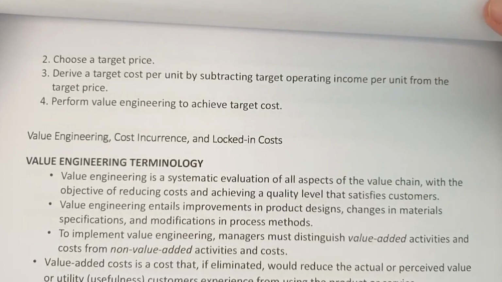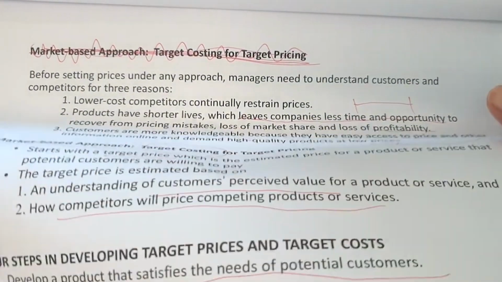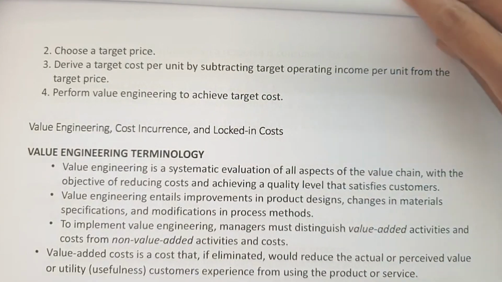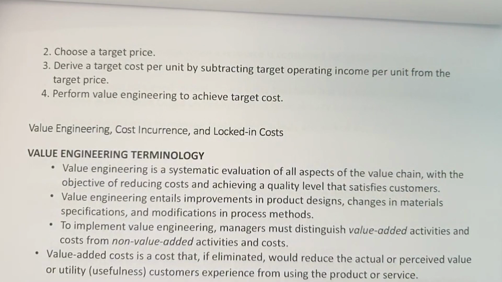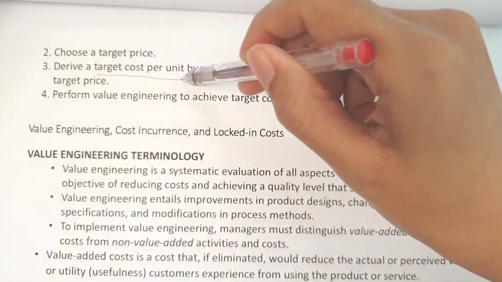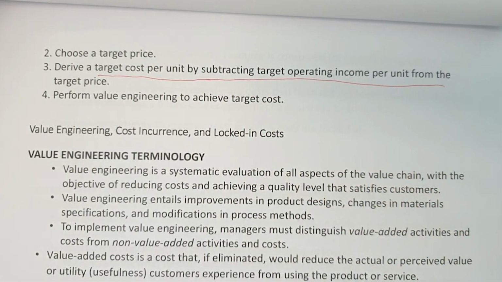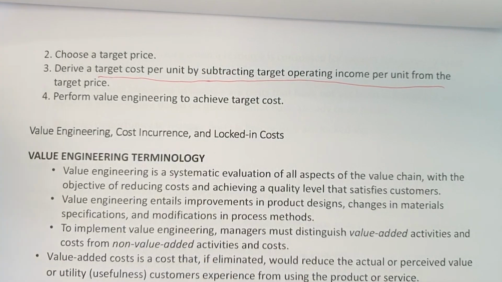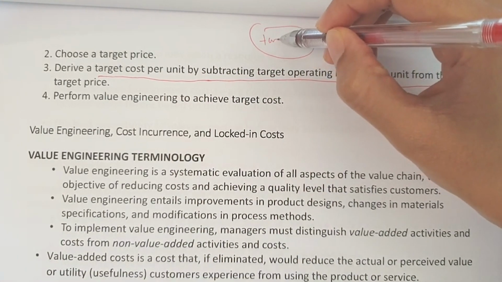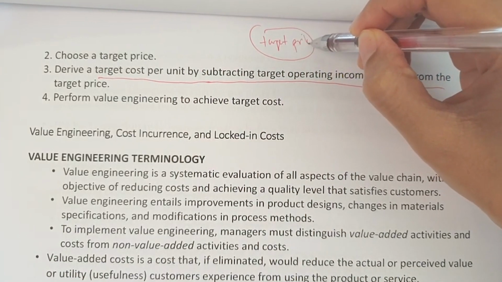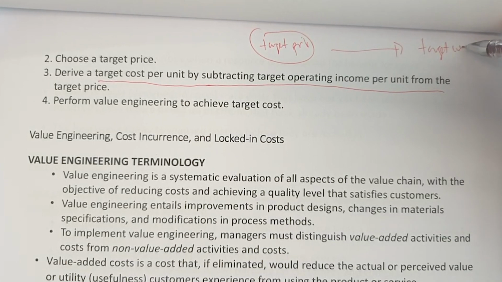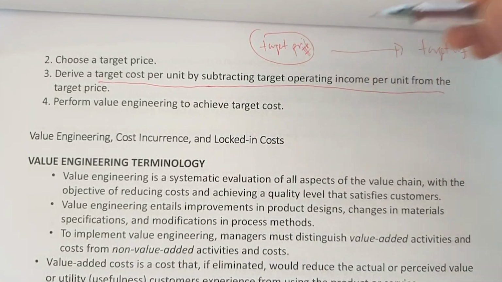Number two, after they develop the product, just choose the target price. All right, choose the target price, that is, what would be the price that customers are willing to pay. Derive a target cost per unit by subtracting target operating income per unit from the target price. Once we identify the target price, then we also have to identify the target cost. But it starts with the target price first.